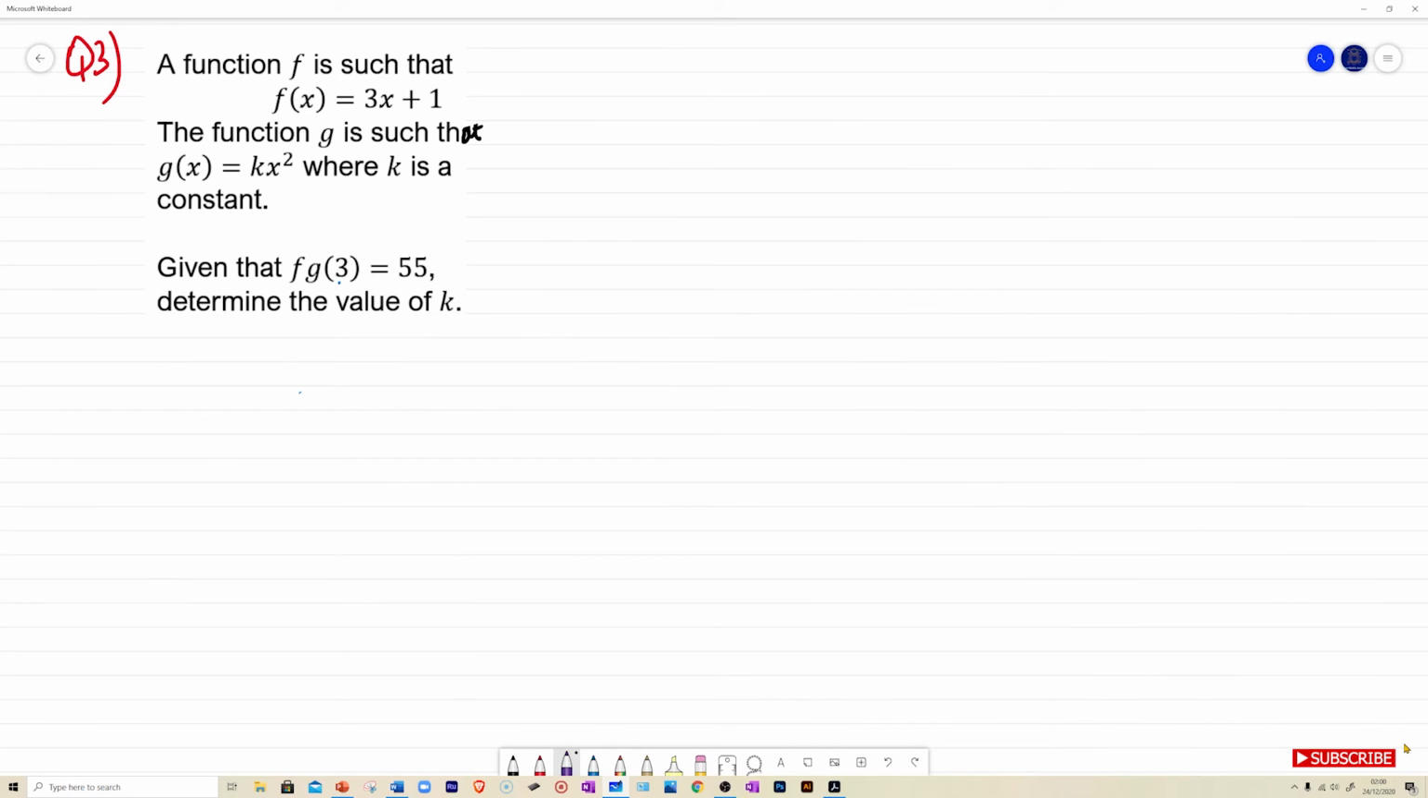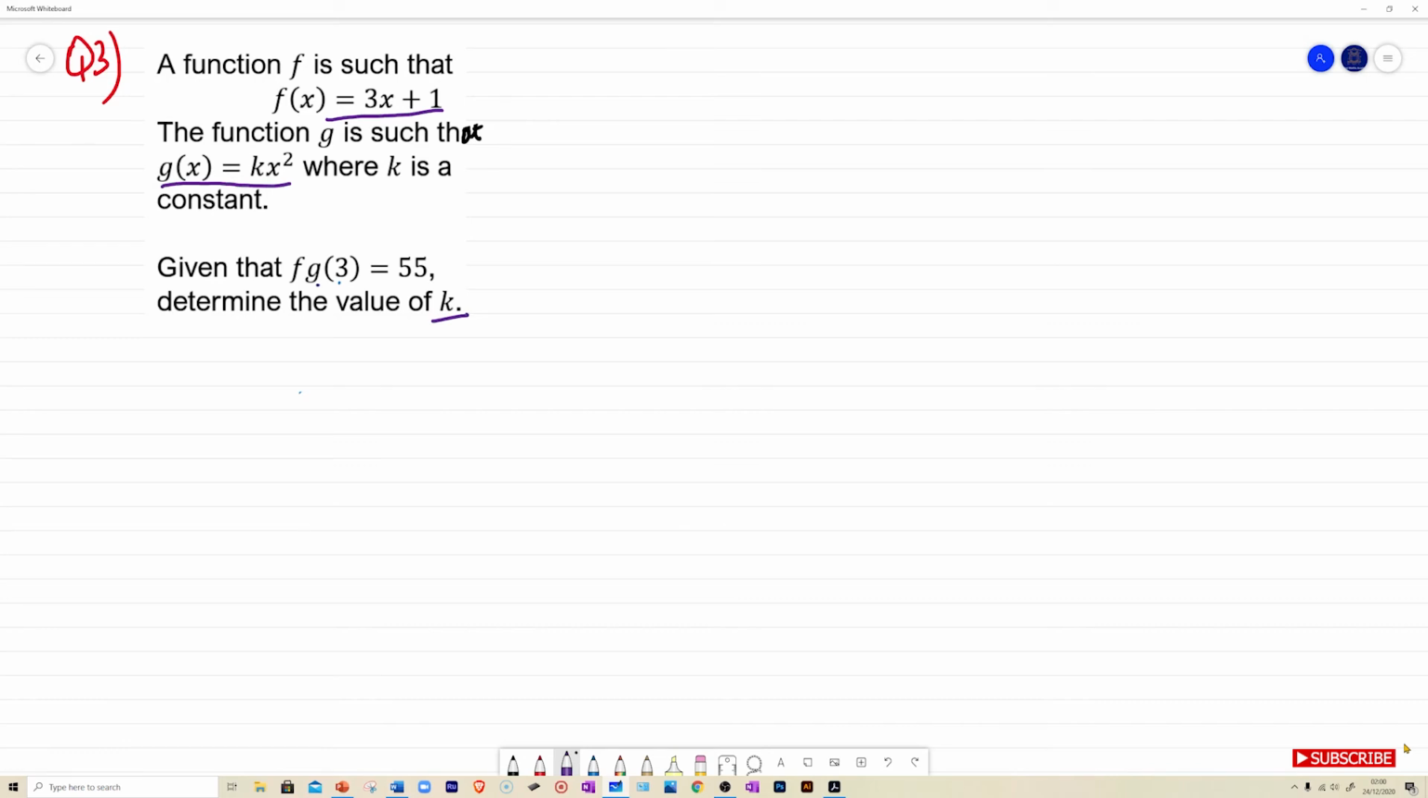And now for question 3, feel free to pause the video, have a go, and come back and check your answers. So let's have a go. We're told a function of f is such that f of x is 3x plus 1. The function g is such that g of x is kx squared, where k is a constant. So we got g of x is kx squared. Given that f g of 3 is 55, determine the value of k. So we need to find k.